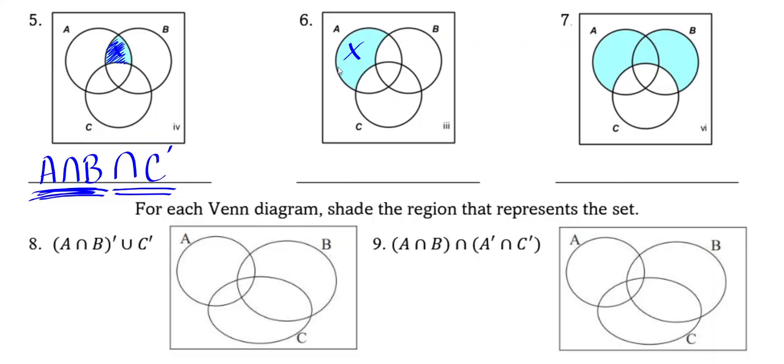That section is completely in A, so I know A is going to be a part of it, but we're excluding these parts, which are a part of B and a part of C. So we're going to say A, and it's not in B, and it's not in C. We excluded these parts, that's why I'm saying "not" those parts.